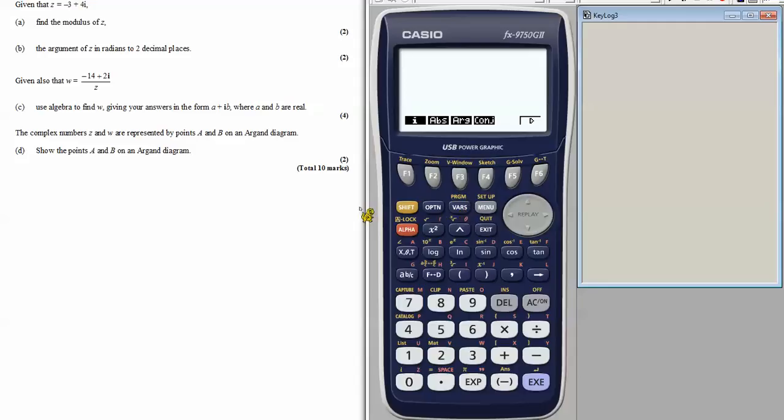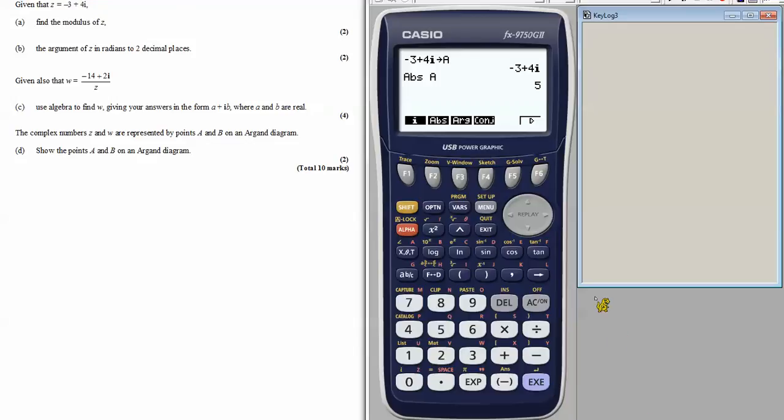So if we look at part A, it says find the modulus of z. We're given that z equals this. Now a really good place to start would be just to input that and store it in your calculator. So say -3 plus 4i, and we're going to store that as A. Now it might be a good idea on your exam paper to actually write A next to it so you remember which one it is. So for part A, if I want to find the modulus of z, I just go abs, alpha A, and it's 5. So that's it.